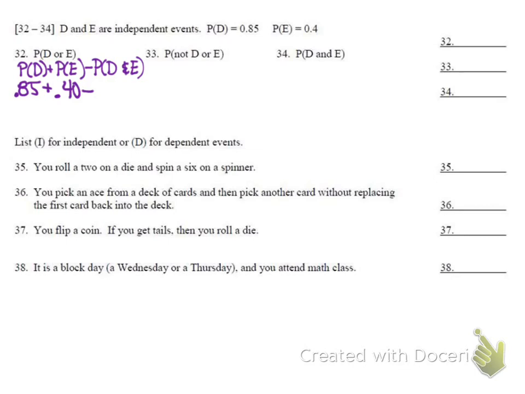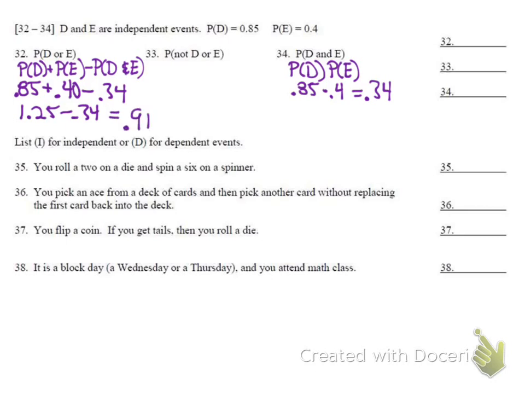So let's jump over here to D and E. For the probability of D and E, when they're independent, we can multiply the two. So I get 0.85, or 85 hundredths, times 0.4. This comes out to be 34 hundredths. So that's what we're going to subtract. We get 1.25 minus 34 hundredths, and that comes out to be 0.91. And then we want the not of that, 1 minus 91 hundredths, we get 0.09, or 9%.